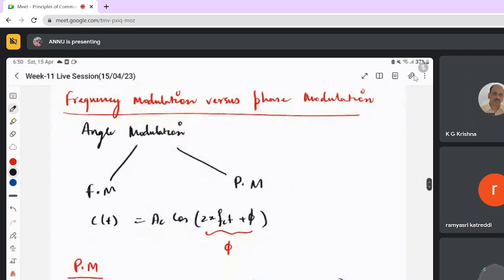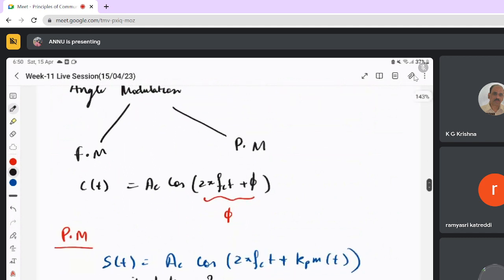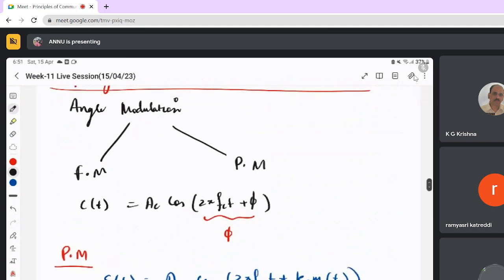Now moving to the next question, which was frequency modulation versus phase modulation. Frequency modulation and phase modulation are very similar and directly proportional, and we will see how. There is angle modulation and amplitude modulation. In angle modulation we have frequency modulation and phase modulation.